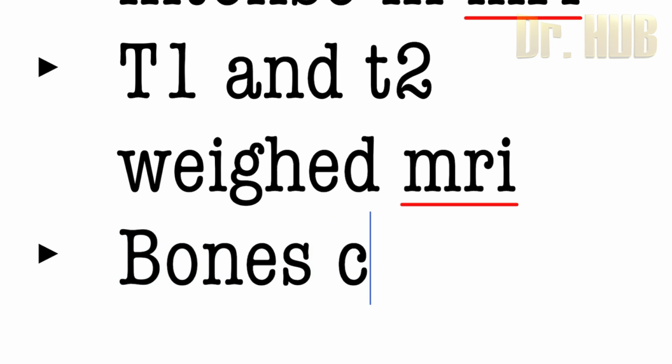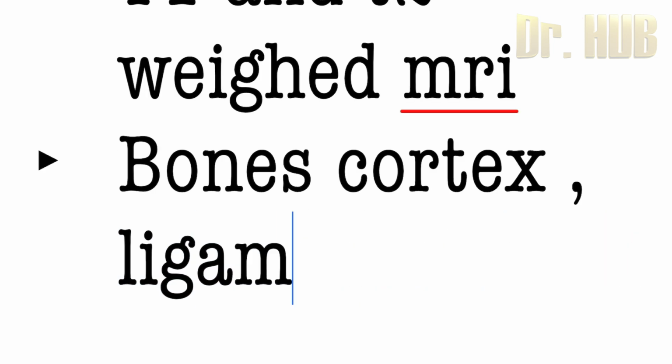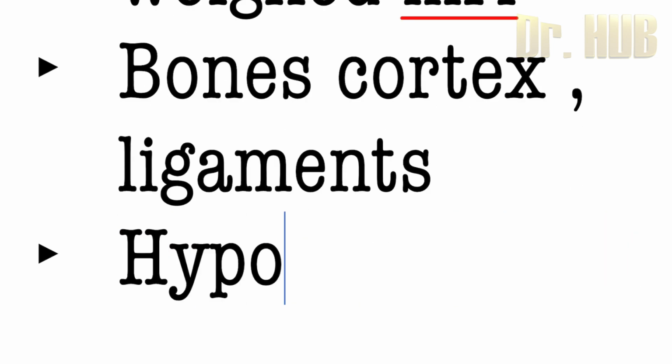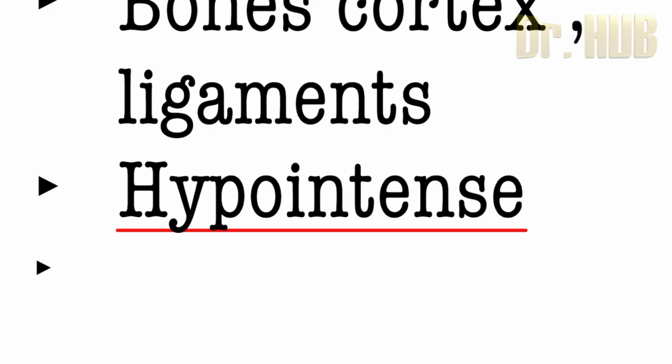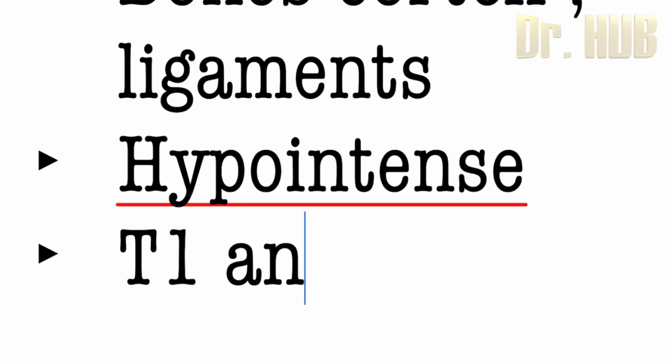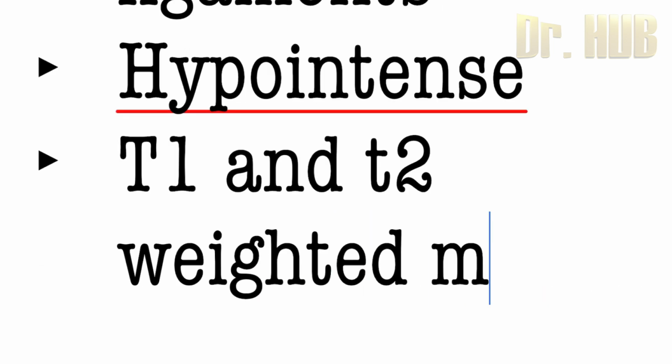Now looking at the bones, the cortex and the ligaments, all these are hypointense. The bones, cortex, fibrosis and the ligaments appear hypointense on both the T1 and the T2 weighted MRIs.